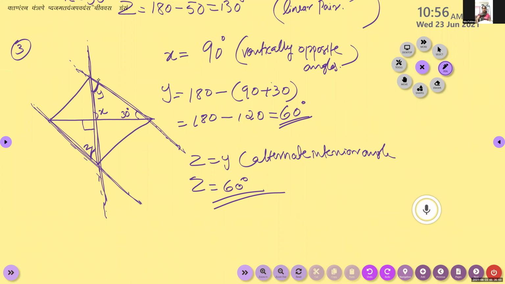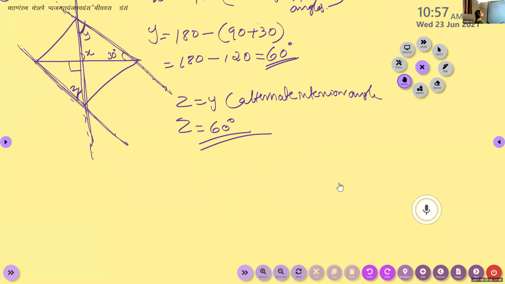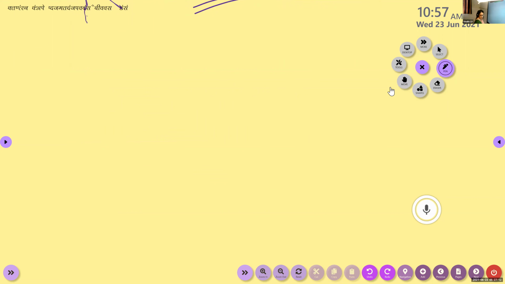Okay, can I move to the next? Yes. Next, draw the fifth figure. Questions 1 and 4 are homework. Now draw the fifth one, a parallelogram. It has a diagonal.